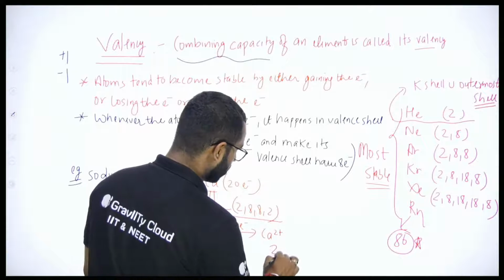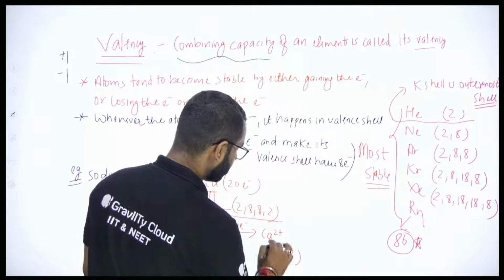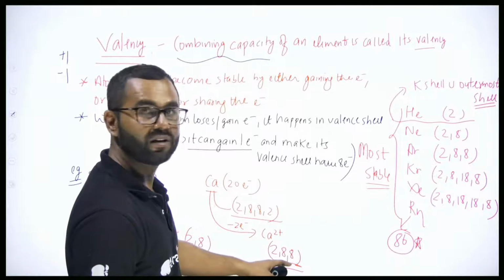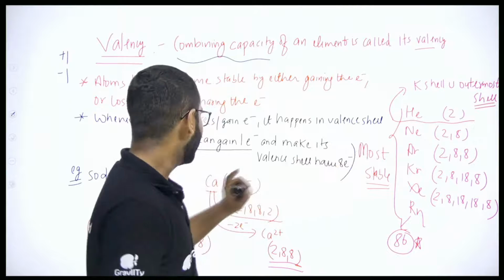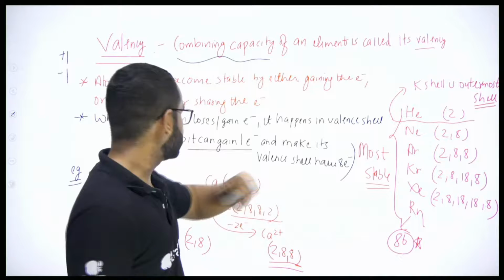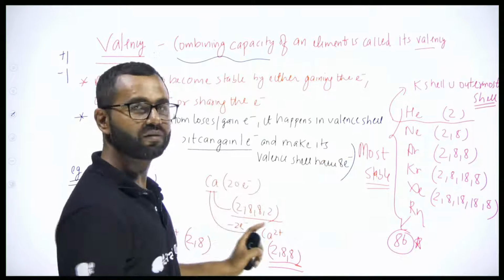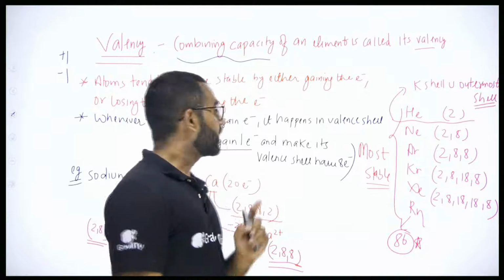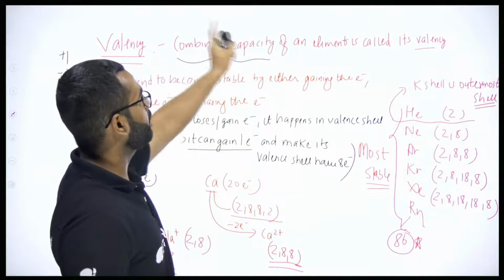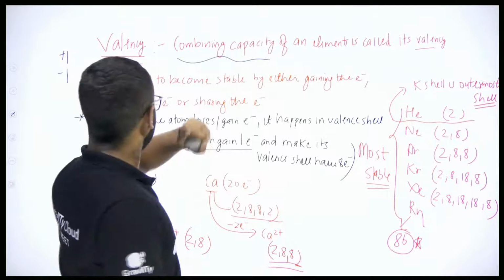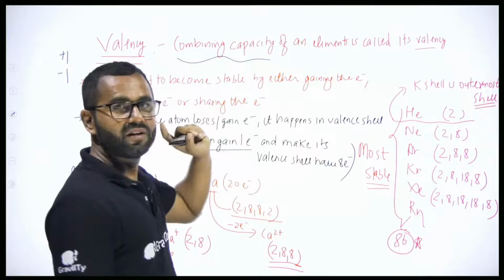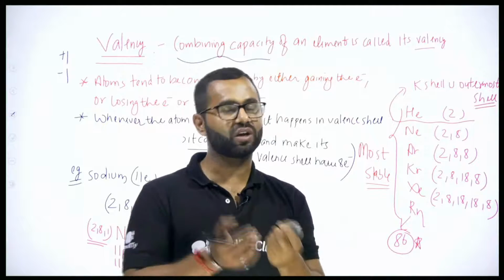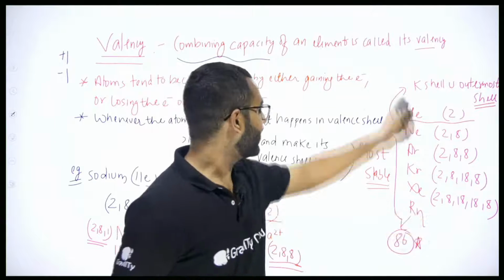In Ca2+, its configuration is 2,8,8, right? Now you see, calcium lost 2 electrons to become 2,8,8, and it is like argon. So calcium copied argon. Calcium became like argon by losing 2 electrons, right? Understood? So the combining capacity of an element is called valency. In short, the number of electrons atoms lose or gain or share to become like these, right?